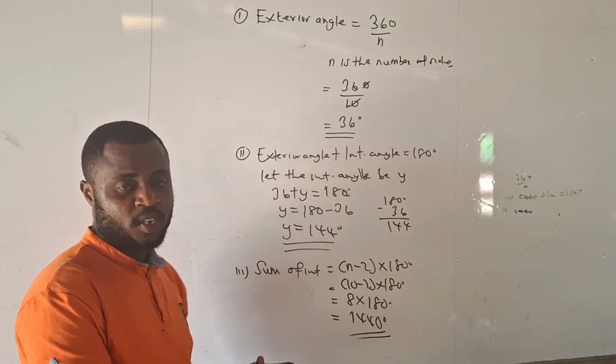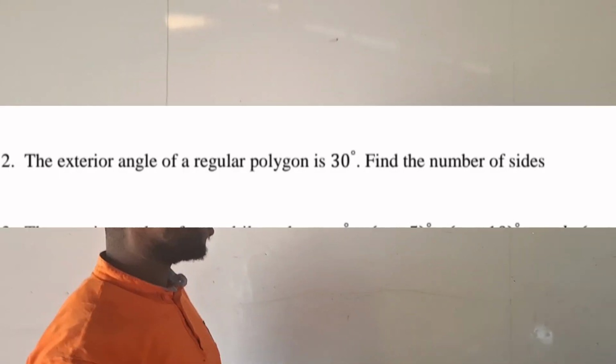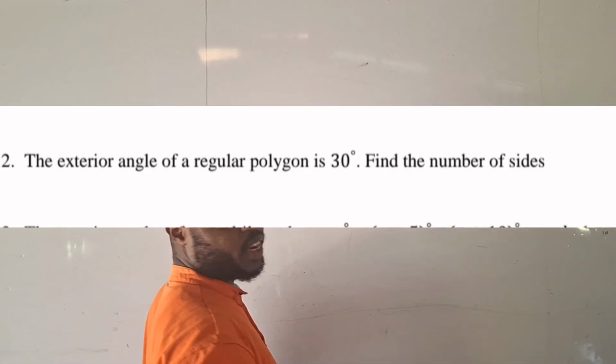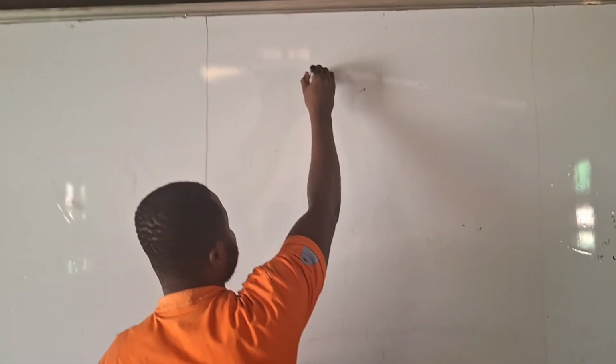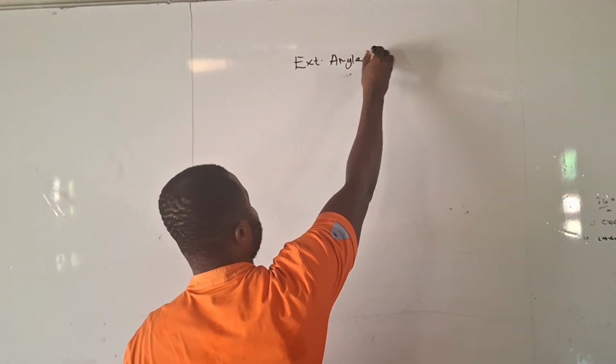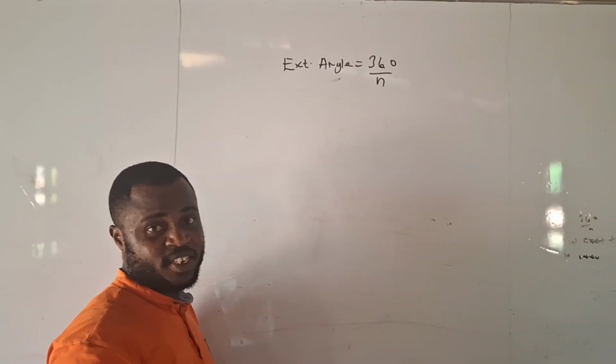So this is how it is solved. So we are taking another question. Question 2 says that the exterior angle of a regular polygon is 30. Find the number of sides. And we know the exterior angle is 360 divided by n, where n is the number of sides.